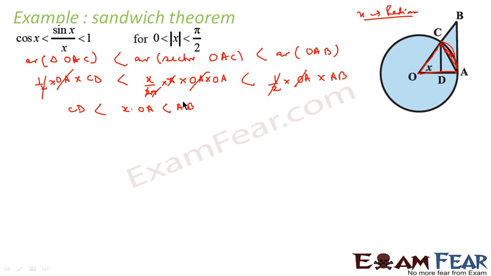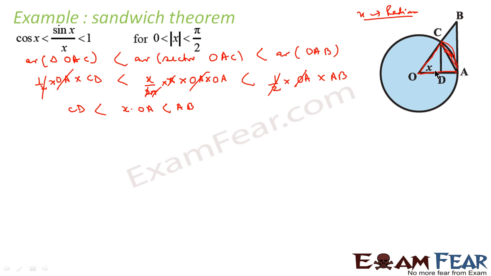Now we have an inequality in terms of CD, OA and AB. What we have to find is the inequality in the form of cos x, sin x, x. If we can write CD, OA, AB in sin x, cos x terms, our problem is solved. And we can very well do it, because in any triangle we know this angle. For example, in this triangle we can say that tan x is equal to CD by OD. So we can do it in any triangle.